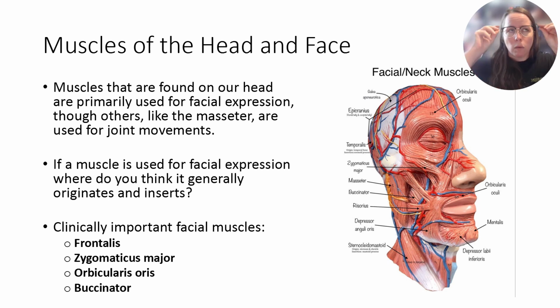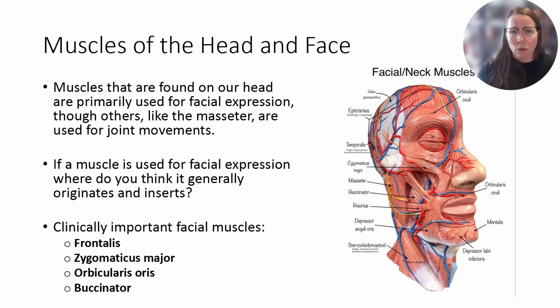The first thing I want to go through with you guys are the muscles of the head. Now, pretty much every muscle on your head and face is responsible for facial expression. There are a couple that do other things, like the temporalis and masseter, which connect to the mandible and allow it to close. So they're responsible for things like mastication, helping with talking, things like that.